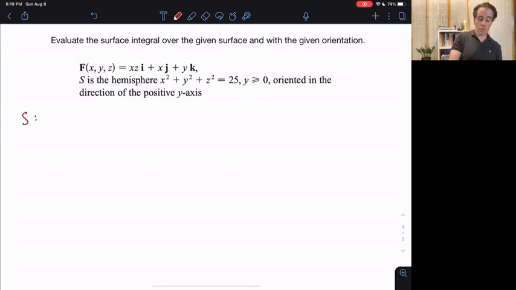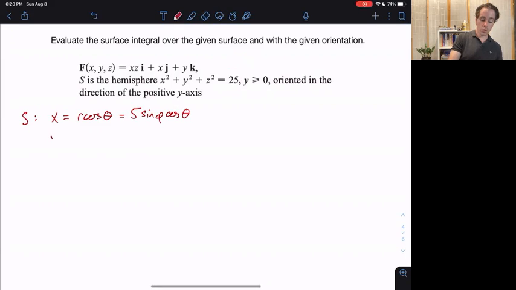So S will be described as x equals, remember this, r cosine theta, but r cosine theta gets the r replaced with rho sine phi. So this turns into rho sine phi cosine theta. And we can do a little better than that because we know that rho is 5, because after all, this has a radius of 5.